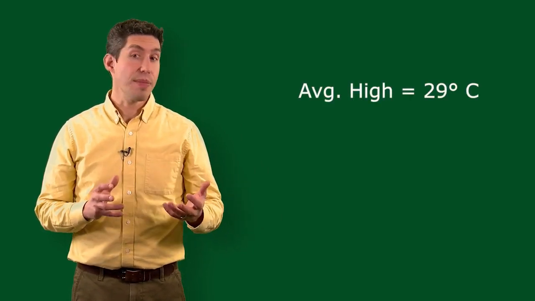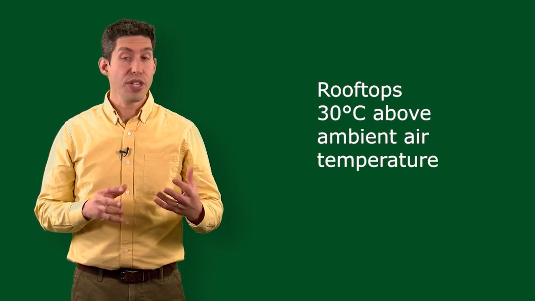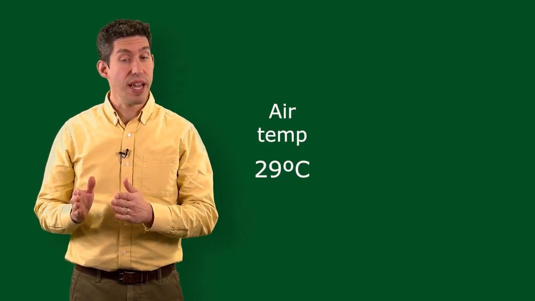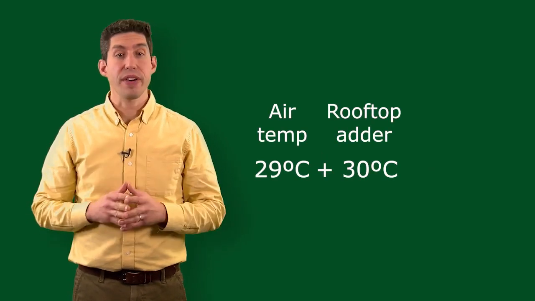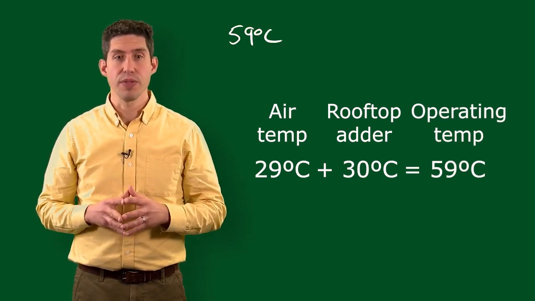That's the ambient air temperature, but we also need to consider what happens when a module is on a rooftop. The National Electric Code in the United States and accepted international standards for rooftop temperatures is 30 degrees Celsius above the ambient air temperature. This means we would sum 29 degrees Celsius ambient air temp with the 30 degrees Celsius rooftop adder to give an operating temperature of 59 degrees Celsius on the roof.